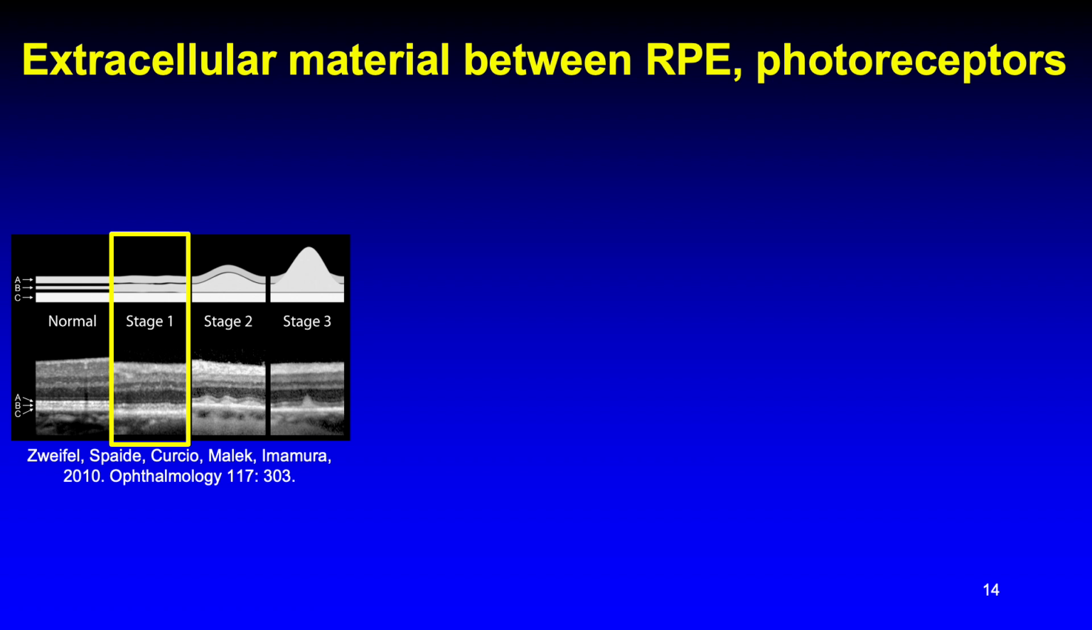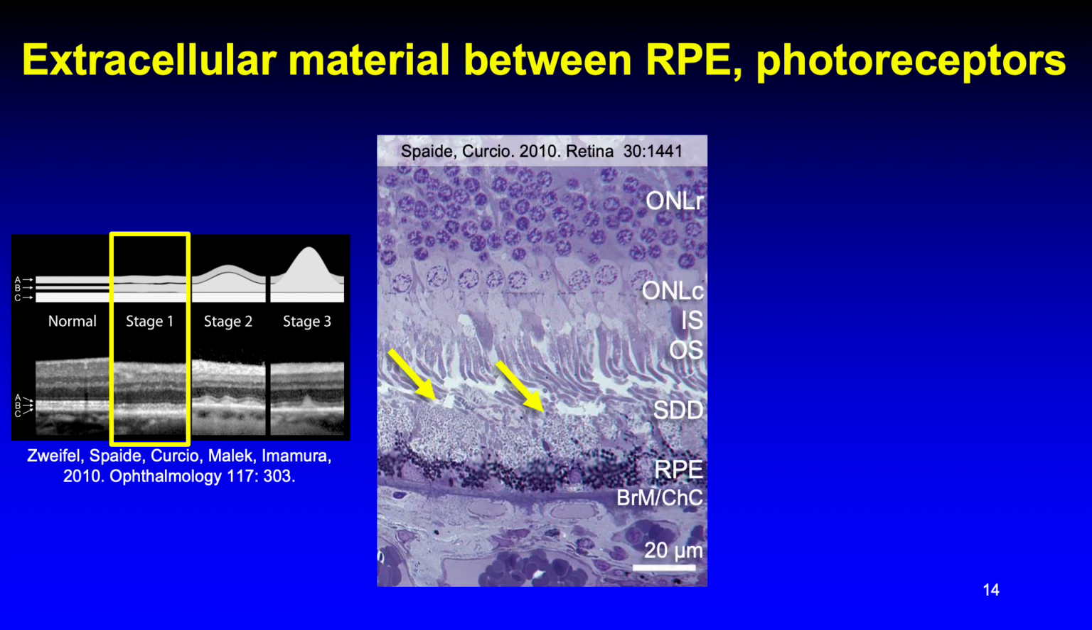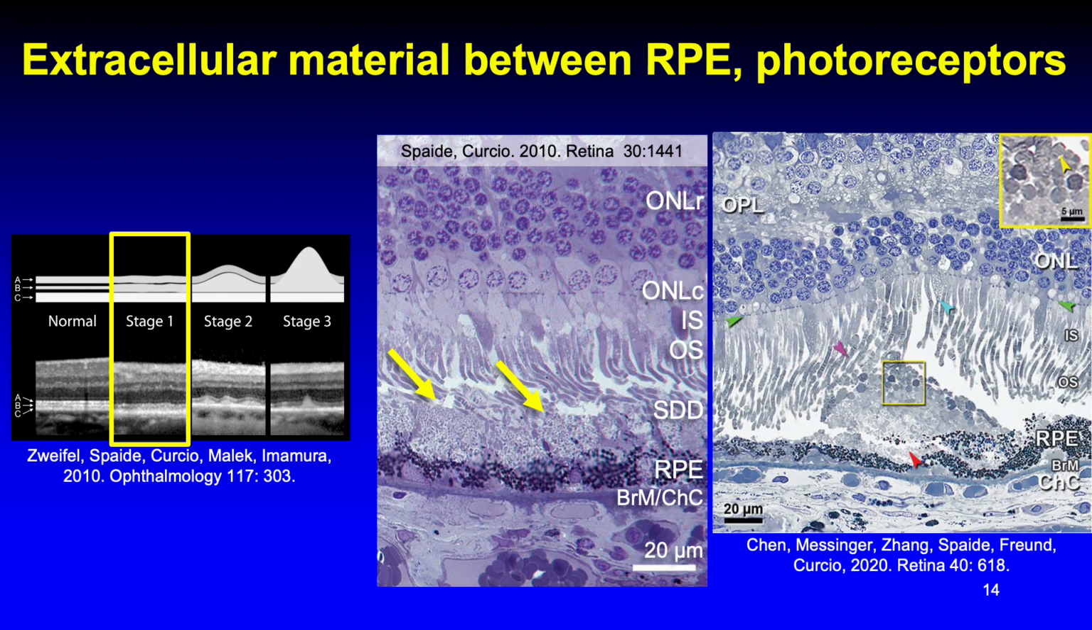Here are the 3 stages of SDD in spectral domain OCT. And here is clearly the extracellular material between the RPE and the photoreceptors, and you can see the extensions of the apical processes in bundles punctuating the deposit. Here, an isolated deposit has on its top a cap of material that looks like it might have derived directly from outer segments because discs are still visible.